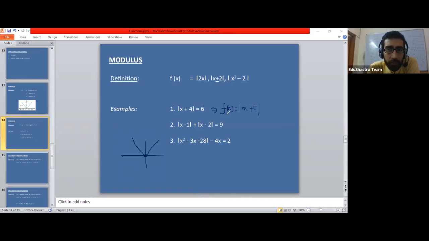The only difference between f(x) equal to mod of x and f(x) equal to mod of x plus 4 is that y is 0 at x equal to minus 4. So this graph kind of shifts a bit. If this is my y-axis, this graph will shift a bit. That is all. It will become 0 at x equal to minus 4. Otherwise, the shape will be exactly the same. It's exactly the same graph.